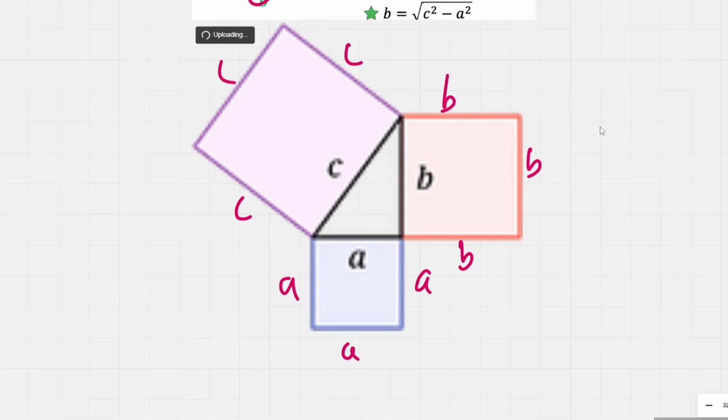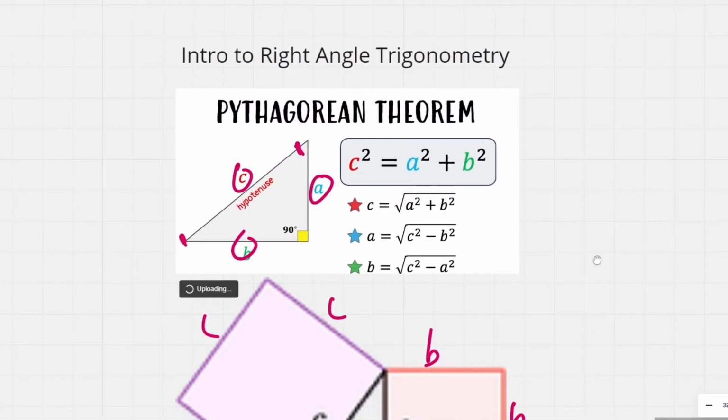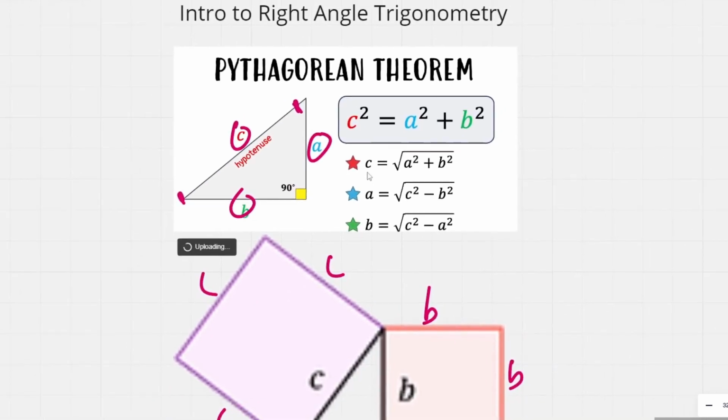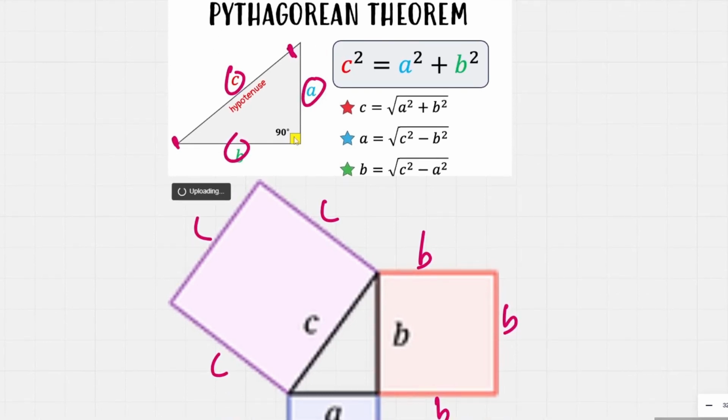So that's basically what is represented by the formula C squared is equal to A squared plus B squared. Now this formula can be simplified. To get C on its own without the square, we can say C is equal to the square root of A squared plus B squared. We can do the same for both of the legs as well. If we want one of the legs, we can move C to the other side, and we get A is equal to the square root of C squared minus B squared, and B is equal to the square root of C squared minus A squared.